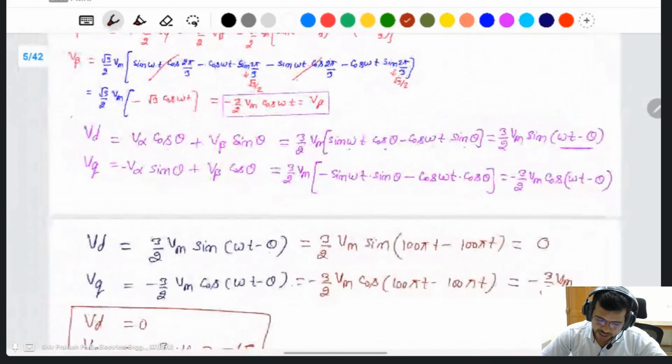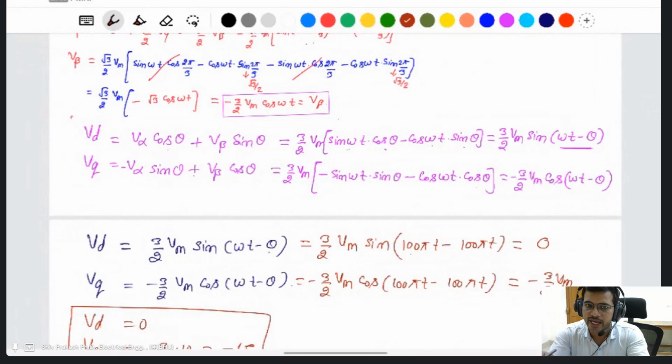You can observe here that if the dq axis is rotating at the same frequency as the ABC, in that condition Vd and Vq have a constant value. When the rotating dq frame is at the same frequency as the three-phase system frequency, then these are constant values.